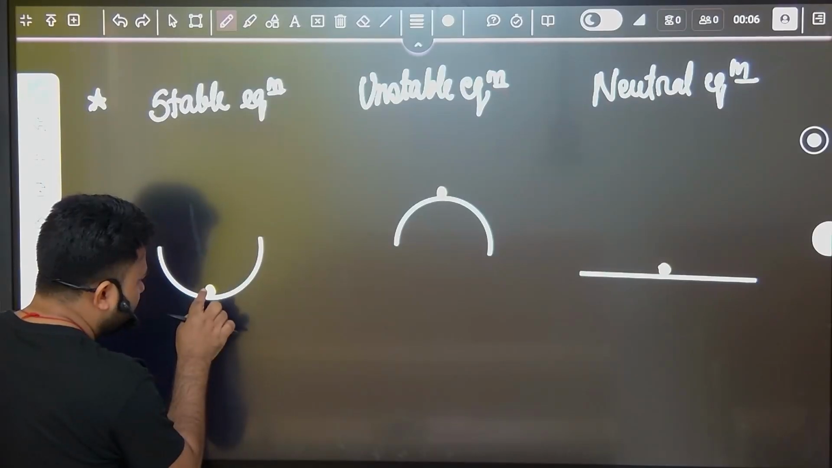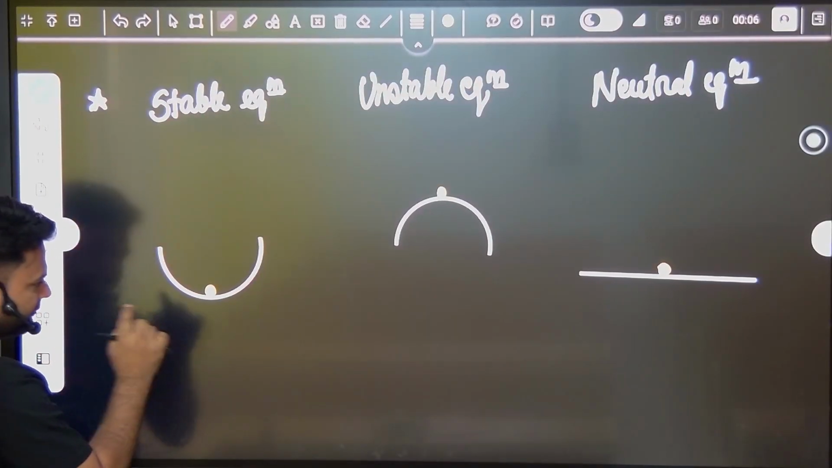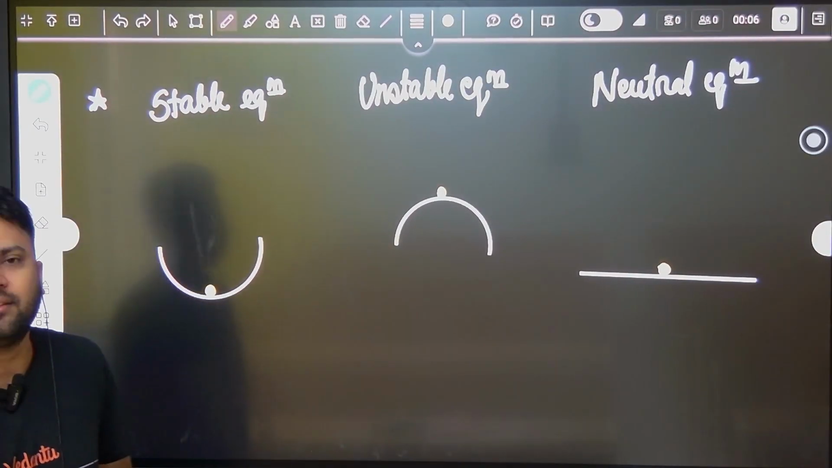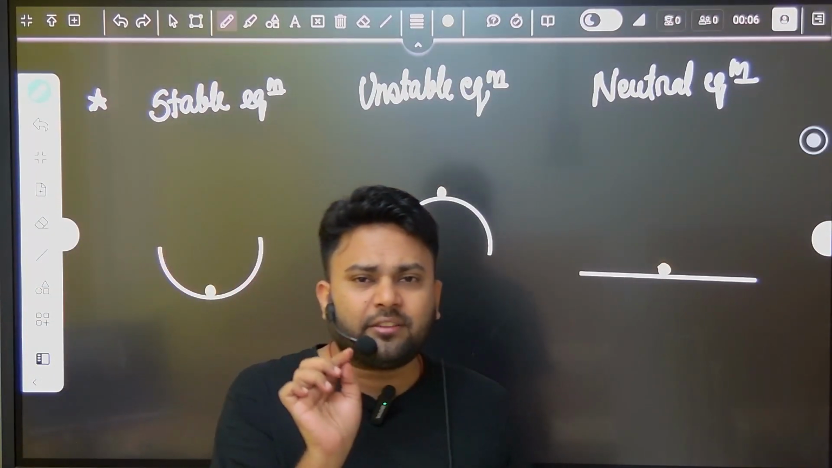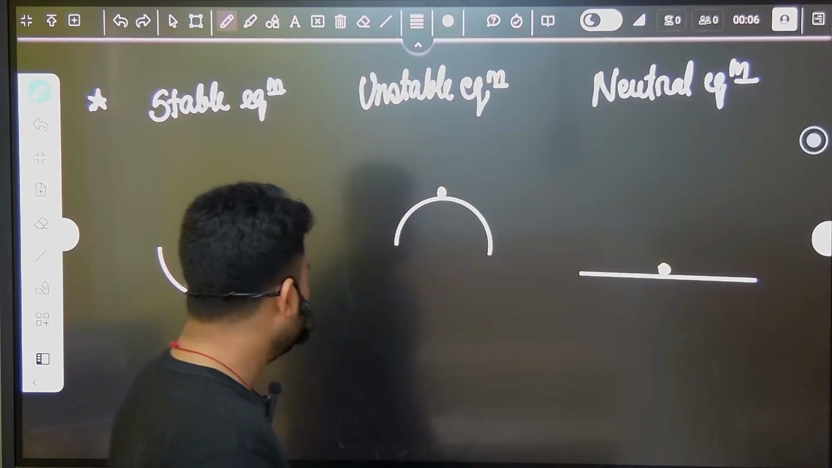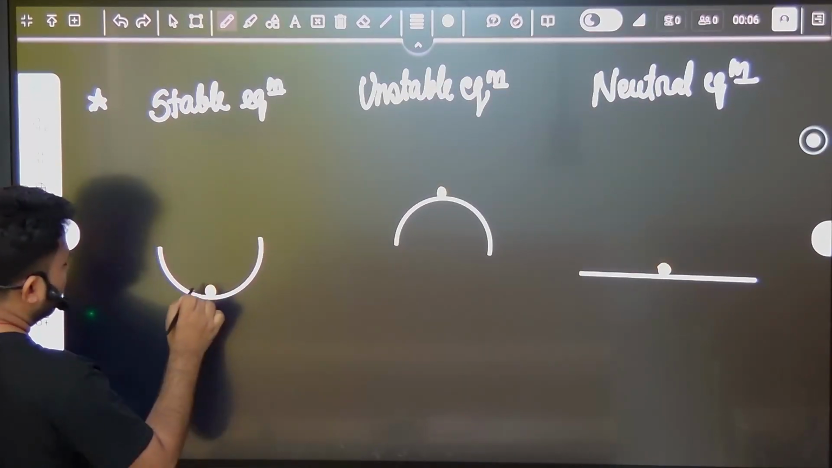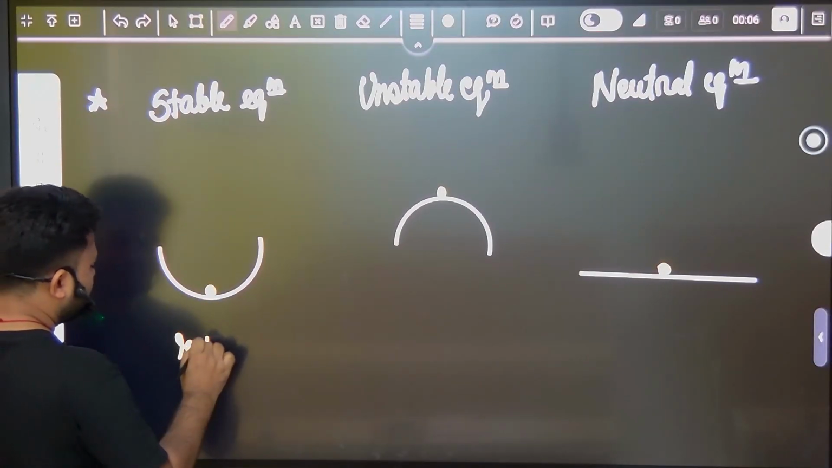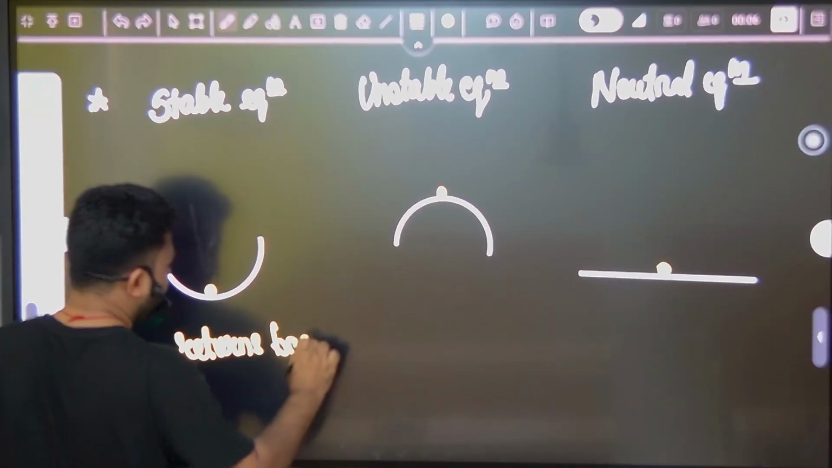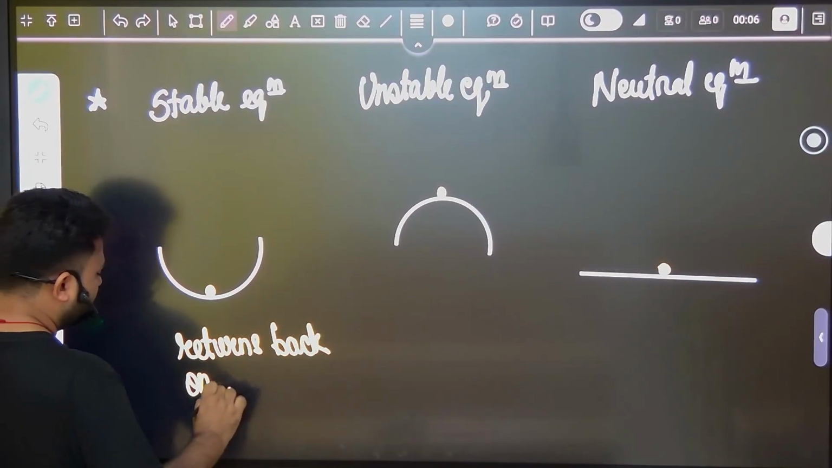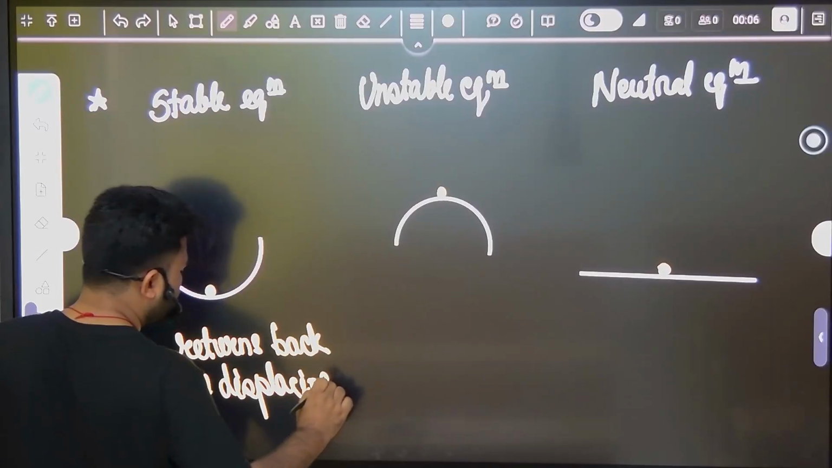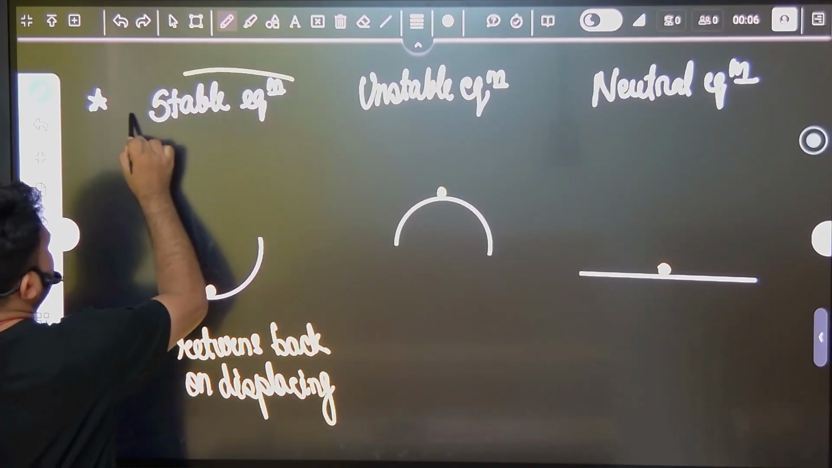So net force is zero means they are in equilibrium, first of all. Now if we disturb this ball, first case, focus, if we disturb this ball, it will go to some height, then it will return back. So if on displacing, the object returns back, this is called stable equilibrium. So this will be a case of stable equilibrium.